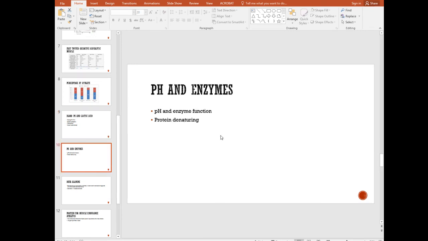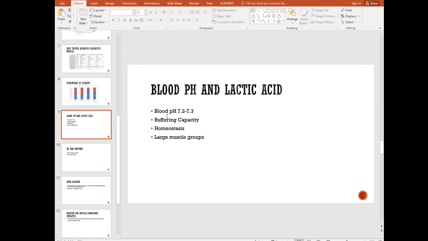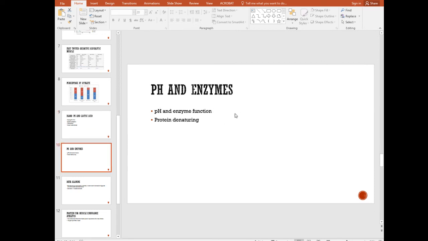So pH and enzymes. If your pH drops below 7.2 or 7.3, then what can happen is it can mess up the enzyme function, and so proteins denature. Temperature can do this too. If you get too hot, that can also mess up enzyme function. So pH and temperature are the two main ways we will mess up those enzymes and they won't function, and then we'll have to slow down and let our body recover.